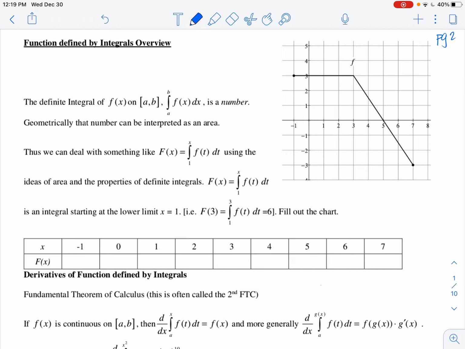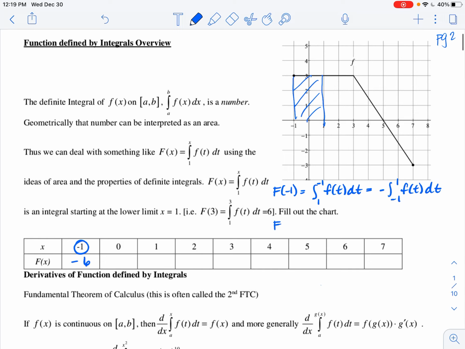And so I'm going to go ahead and start with my x value of negative 1. So F of negative 1 is equal to the integral from 1 to negative 1 of f of t dt. Hopefully you recognize that our boundaries are switched, so I need to negate and reverse my boundaries. So it's asking me for the area between negative 1 and 1, which is all of this, which is just 6 units. It's negated because I had to reverse the boundaries.